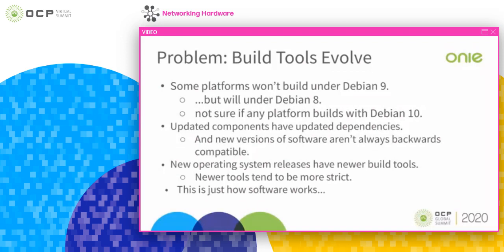And this is just the way things work, right? Updated components have updated dependencies. New versions of software aren't always backwards compatible. New operating system releases have newer build tools, which tend to be more strict. I mean, this is just how it works. This is a surprise to nobody.